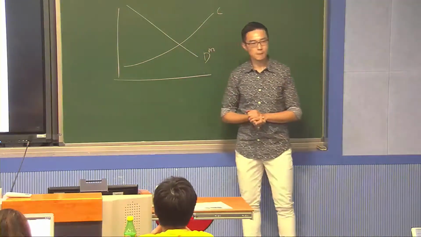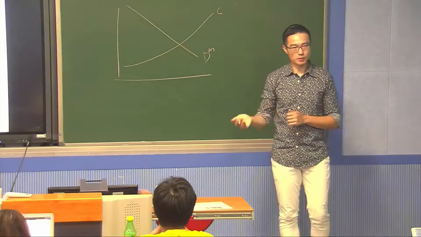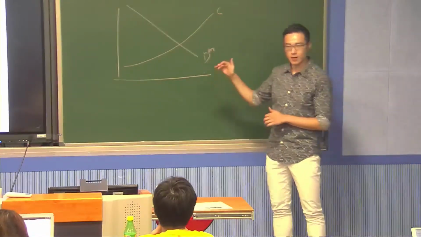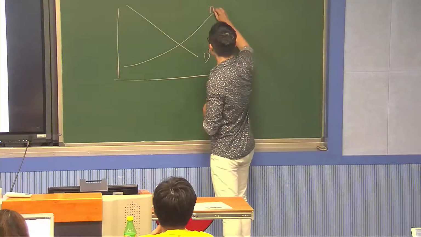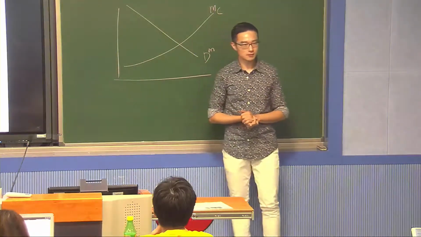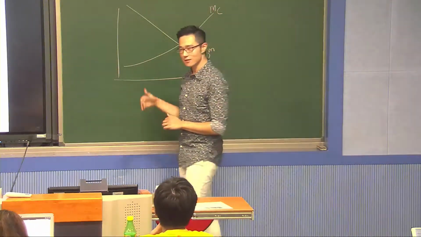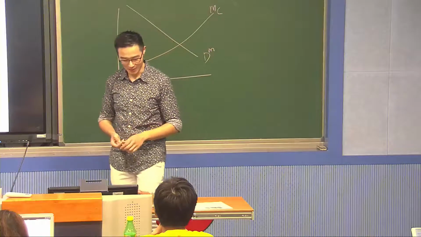The cost curve. Right? Now, the more you produce, the higher the marginal cost. So this is the marginal cost of the company. And how does a monopoly decide its price? Do people remember?